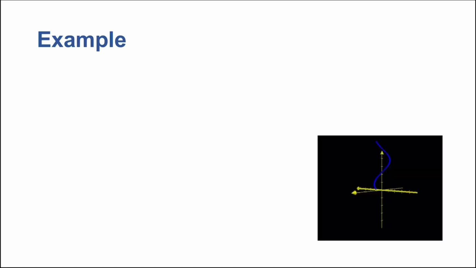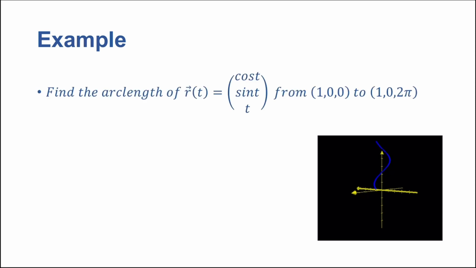Let's try an example. We love our helix, so we're going to keep using the helix for our examples. So I want to find the arc length of r of t equals cosine t, sine t, and t from the point 1, 0, 0 to 1, 0, 2 pi. Okay, so we need to determine which t's we're going between. Well, we know that the z component is just t, so we look at the z components of each ordered triple, and we can determine what our t value is. So here we have t equals 0, and here we have t equals 2 pi.